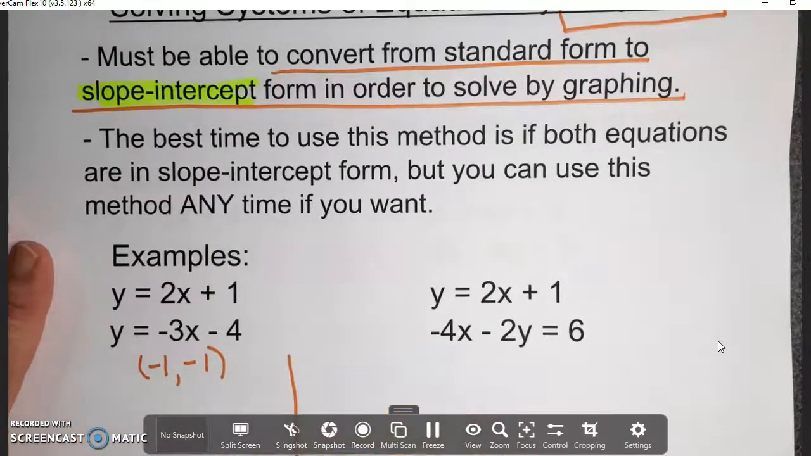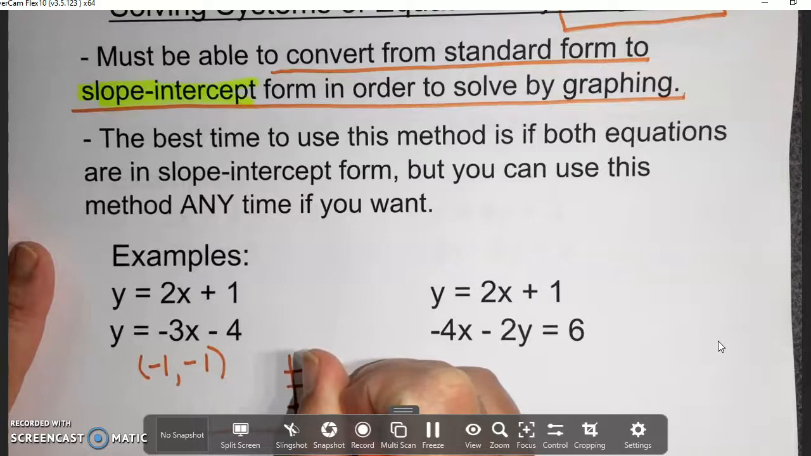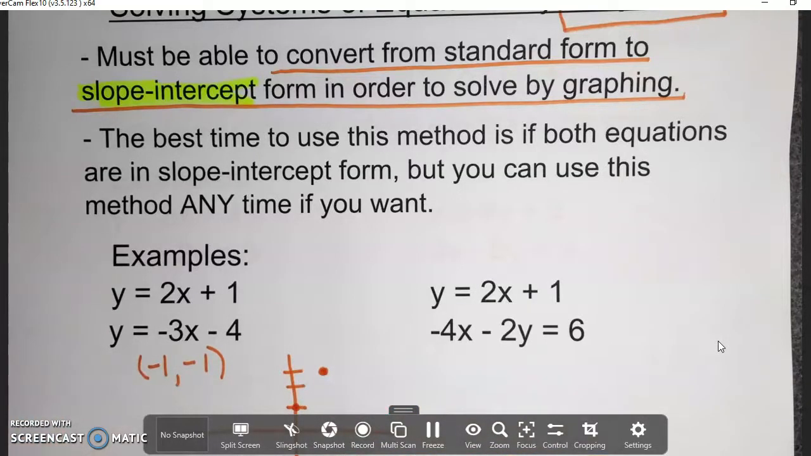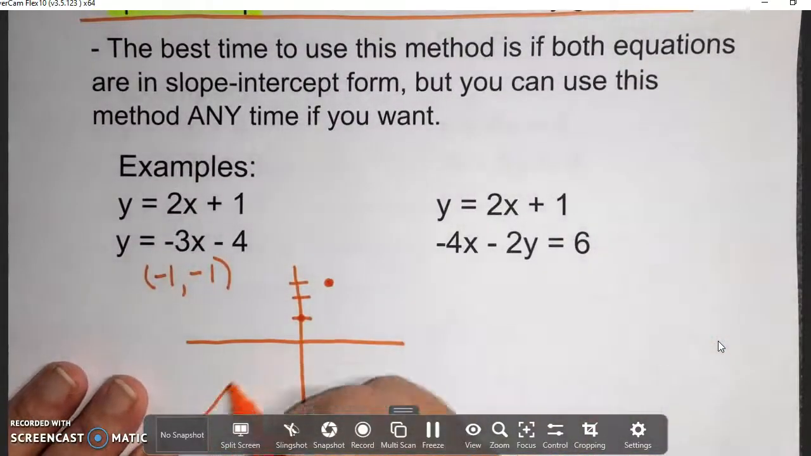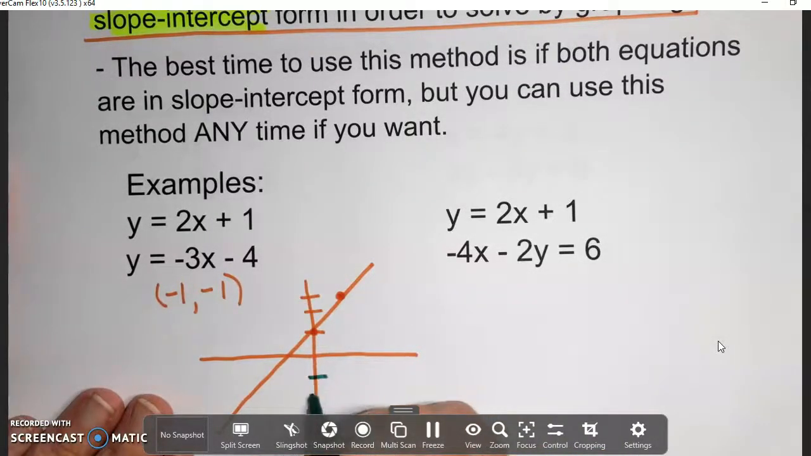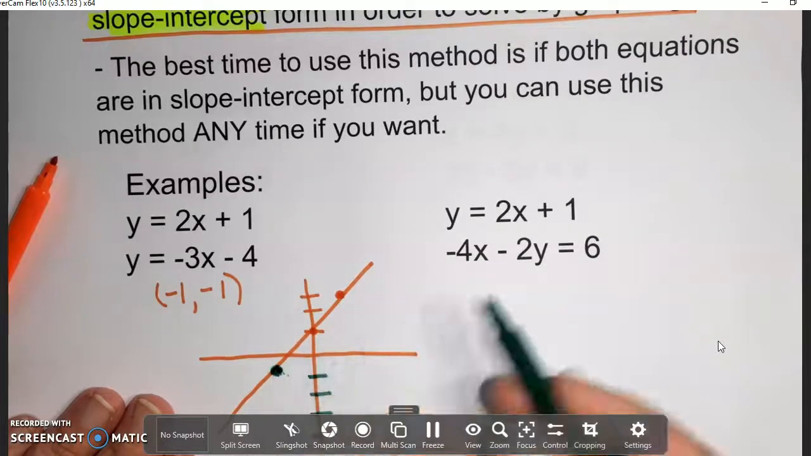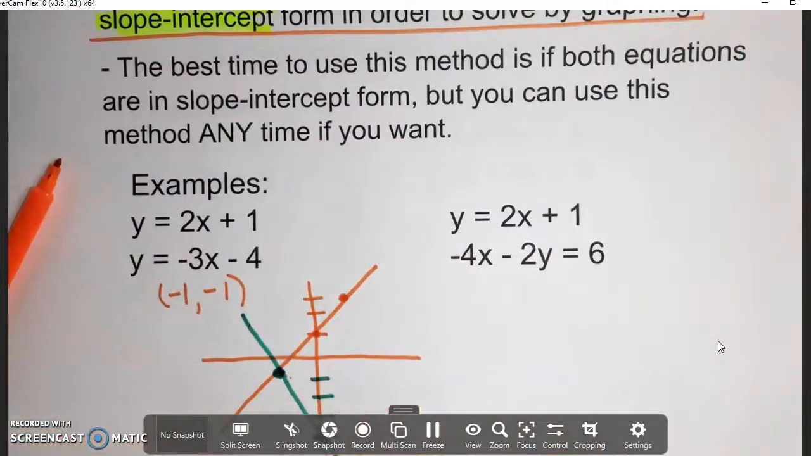I could have also graphed these on paper. So positive 1, and then I go up 1, 2 over 1, and then negative 4, and I go 3 over 1. And so when you graph it by hand, you don't get as accurate. But negative 1 is the answer.